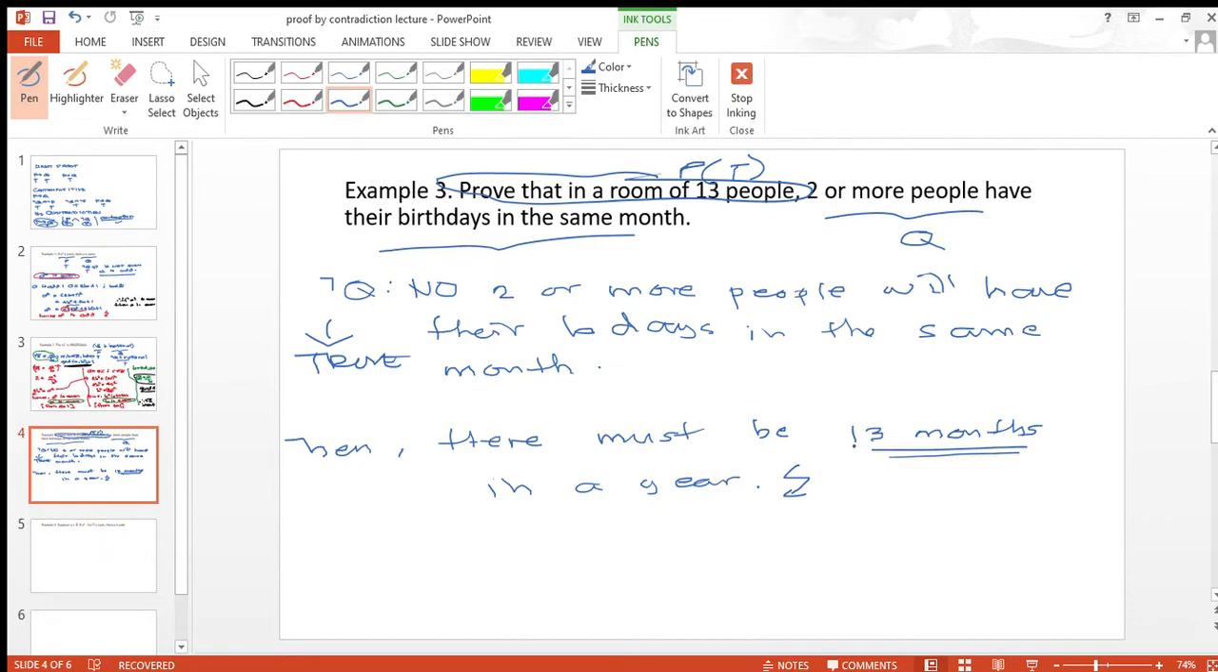Since you need to have 13 months in 1 year to be able to distribute the 13 people so that only one has a birthday per month, but that's not the reality because we only have 12 months. Therefore, we now conclude that if P, then Q. I did not write down the entire statement because it's quite long. So we can now conclude that if P, then Q.